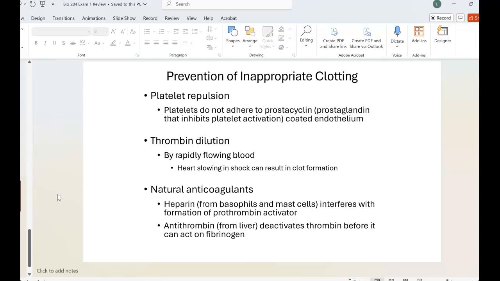We also talked about that thrombin dilution. So with that rapid flow of blood, that's going to help to dilute it. And we also talked about some natural anticoagulants. So heparin, which is produced by basophils and mast cells, that's going to interfere with the formation of that prothrombin activator. I talked about if we were actually taking real blood in those capillary tubes when we performed our hematocrits, we would actually have to have heparin in those tubes to stop that clot from forming. So we talked about some ways that the body has to prevent inappropriate clotting.